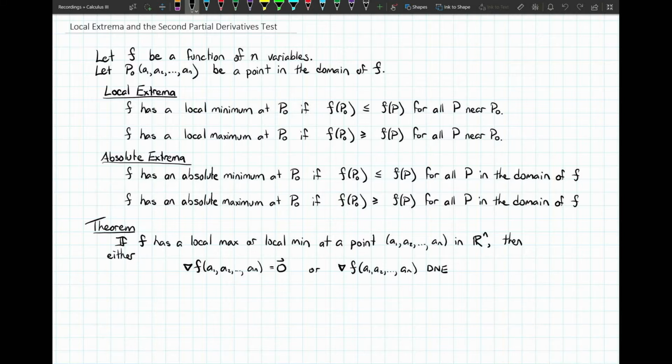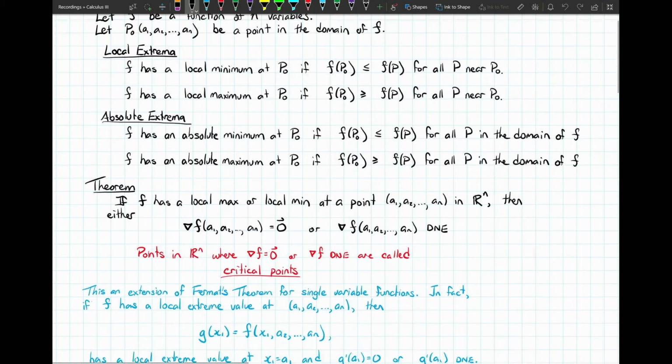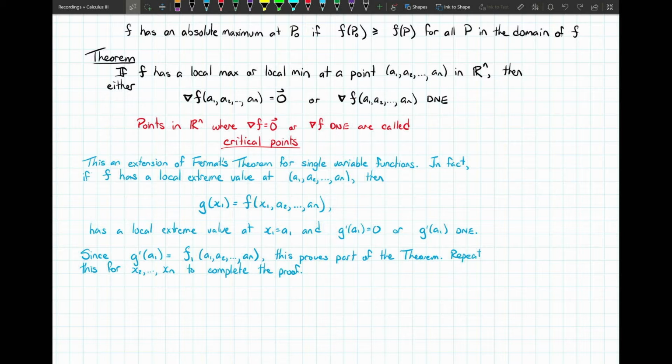In single variable calculus, we were looking for critical numbers, but now in multivariable calculus, we're looking for critical points. These are points where the gradient is equal to the zero vector, or the gradient of f is undefined. Now, not only is this an extension of Fermat's theorem, we can prove it using Fermat's theorem. Essentially, what we can do here is leave all but one of these variables constant and vary just one variable. So let's suppose that we define a function g of x1. That's our first variable. And that's defined to be f evaluated at x1, and all of the other values of x are just plugging in the values a2, a3, all the way up to an.